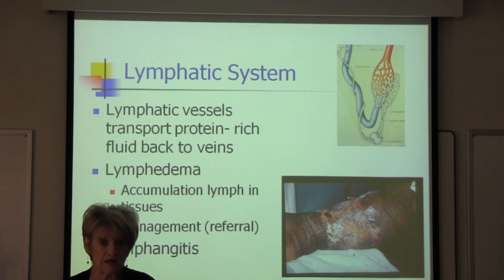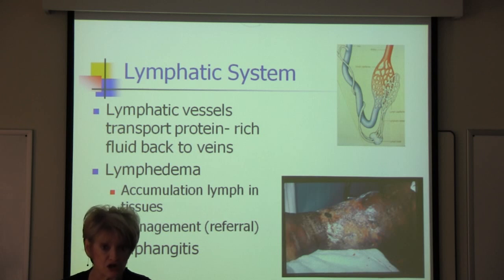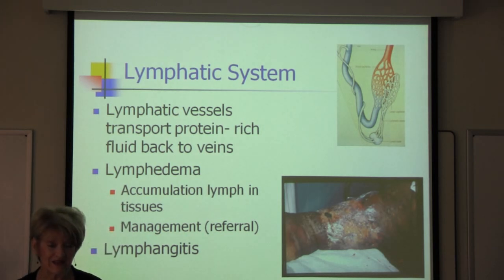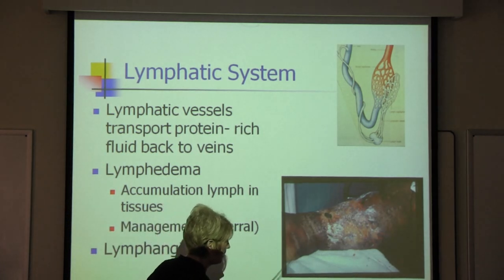Much easier to treat is venous edema, because with venous edema, it's water and salt based, and you can literally just push it back into the bloodstream by applying elastic wraps and stockings. Lymphedema is much more difficult to treat because it's hard to push that protein-based fluid back into the capillary bed, back into the bloodstream. So when you see evidence of lymphedema, you're going to end up referring that patient to a lymphedema treatment center.